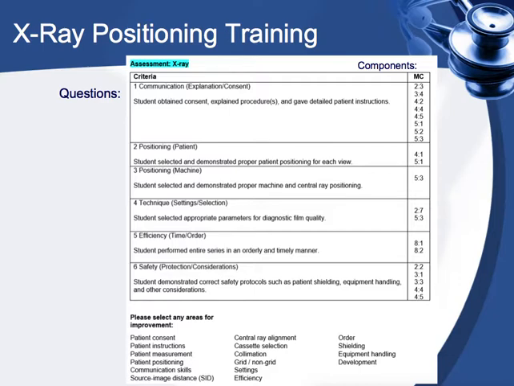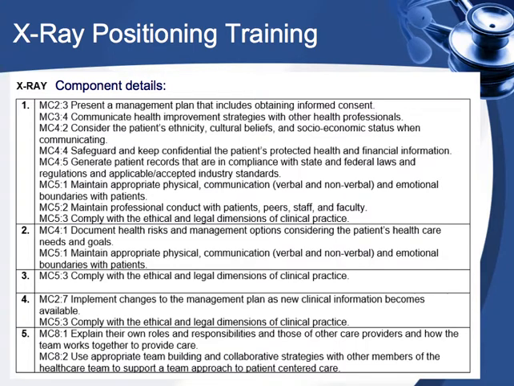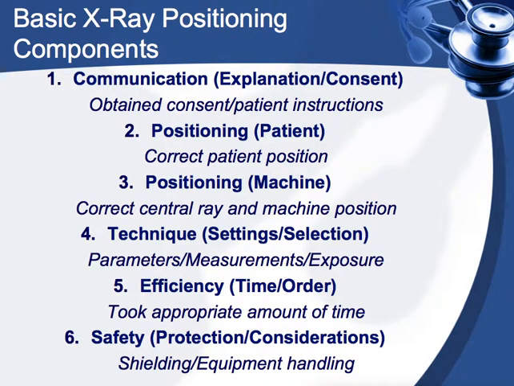Here's a screenshot of the questions and the meta competencies that are tied to each question. This is a list of the meta competencies for each question. Now let's go over each question. Question number 1. Communication and explanation/consent. You're assessing if the student obtained informed consent and gave clear patient instructions on the procedure.